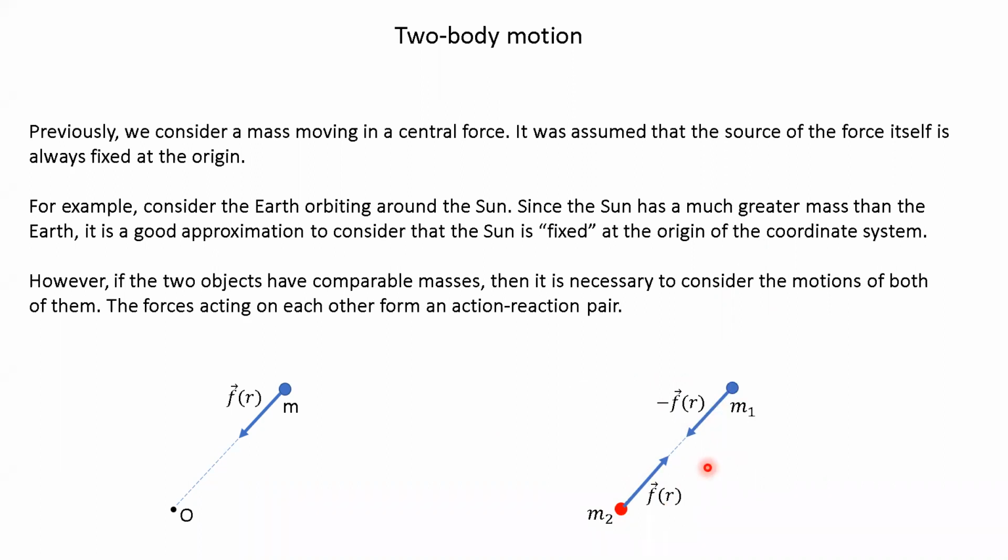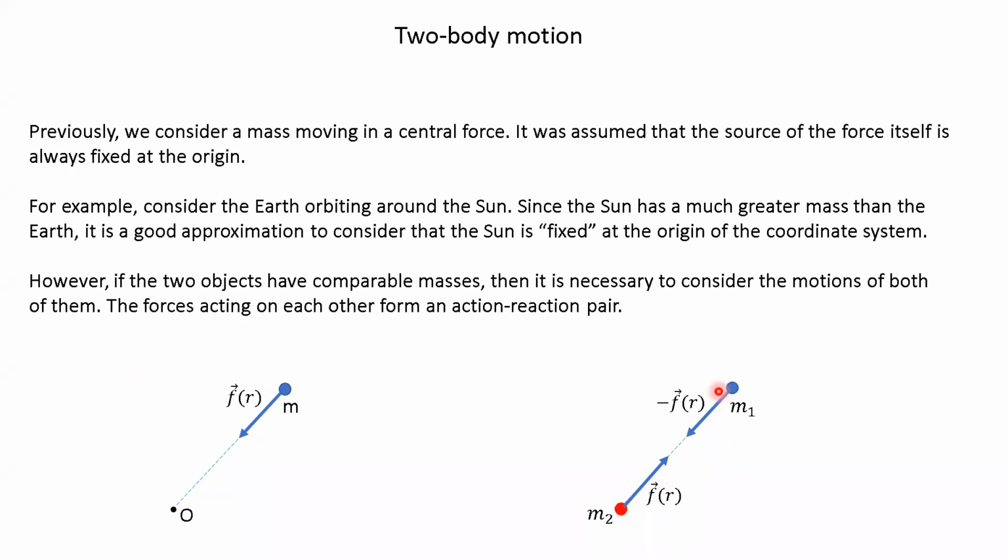This is what I call a two-body motion. At first sight, you might think that it could be a much more complicated problem, because in the previous case we just considered this mass moving around this fixed point O. But this time, as this one moves, imagine that the other has to also move, so that both of them move together.